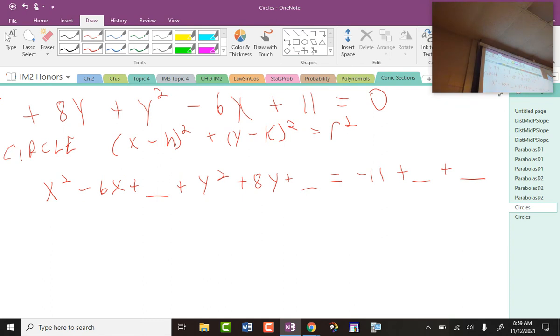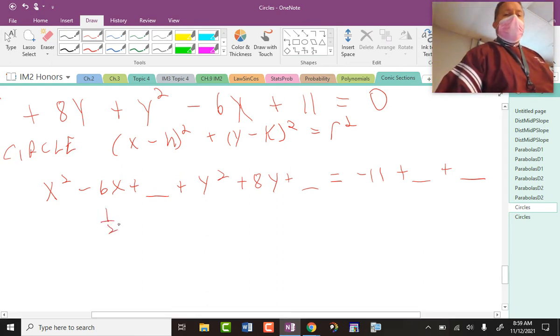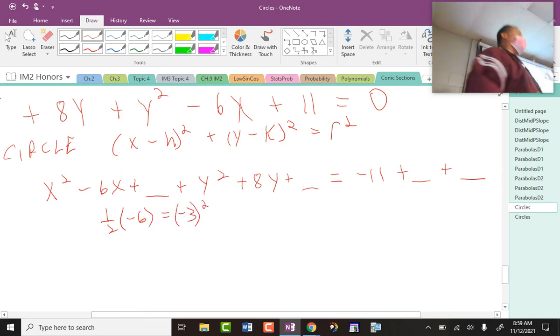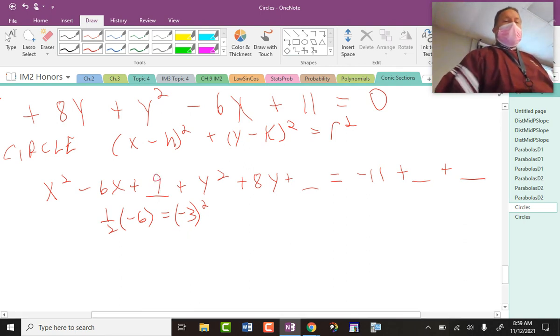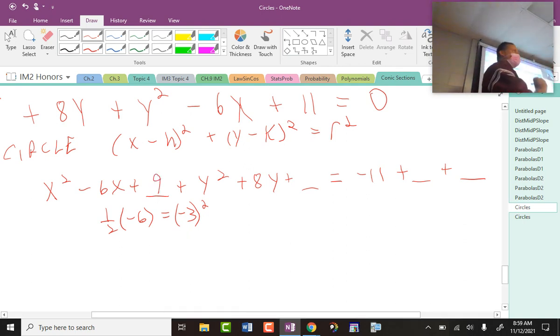Take half the middle term. And then square it. What's negative 3 squared? 3, 2, 1, go. If you say negative 9, get out. Go sit out in the rain. I'm so sick of these silly mistakes, and they got to stop.